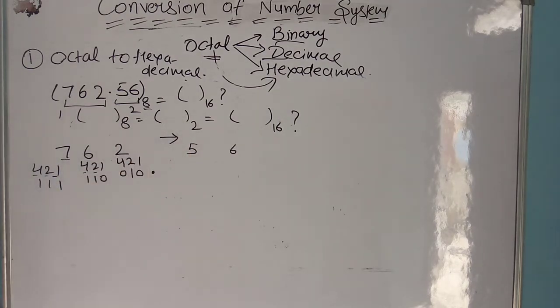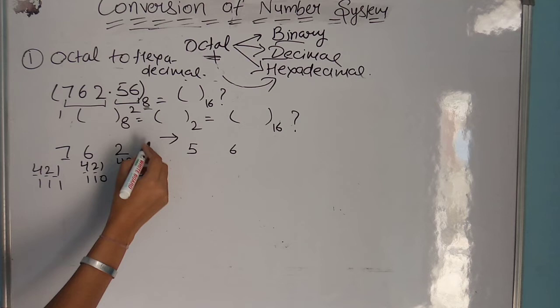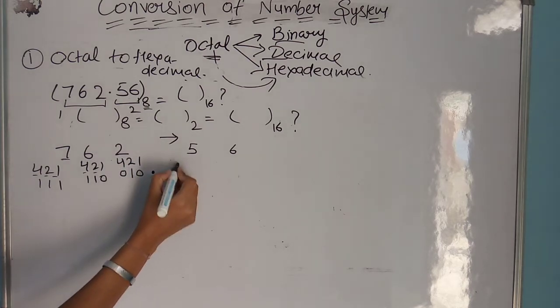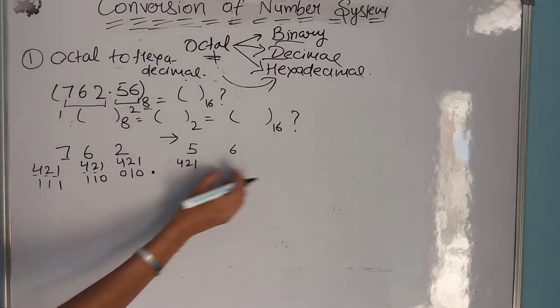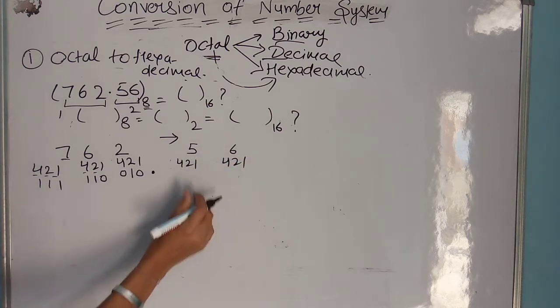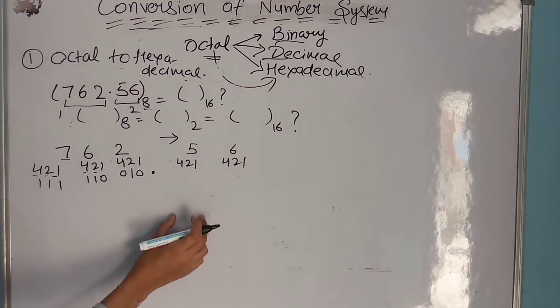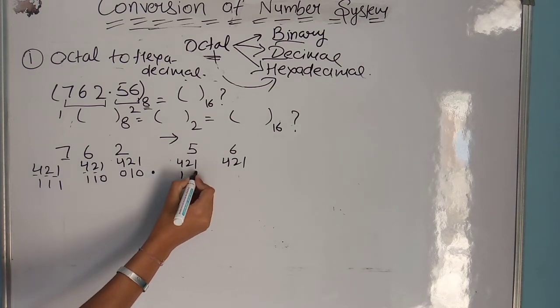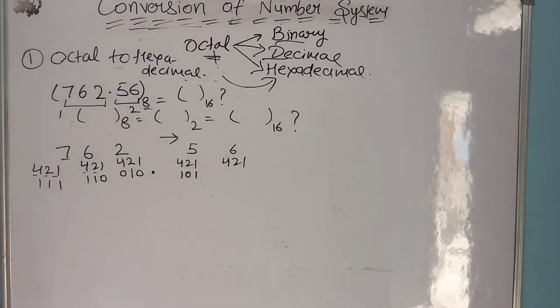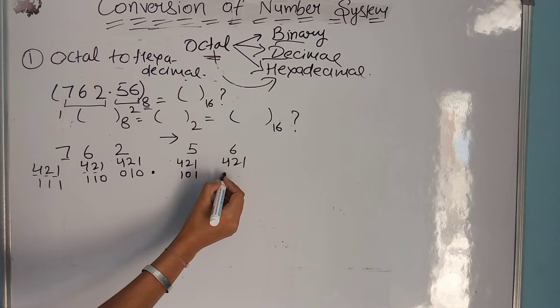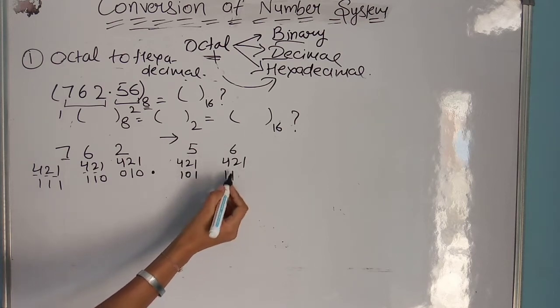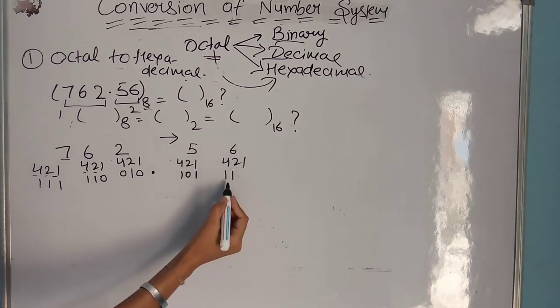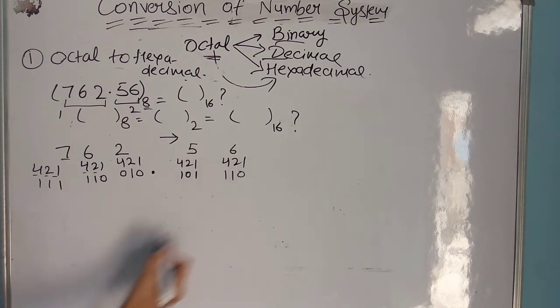We use the code from here: 4 2 1 for this part and 4 2 1 for this part. Now make the combinations for 5. The best combination for 5 is 4 plus 1, so we turn on these two bits, and this bit is 0. For 6 we add these two bits: 4 plus 2 is equal to 6. So now only these two bits are on, and this bit is 0.